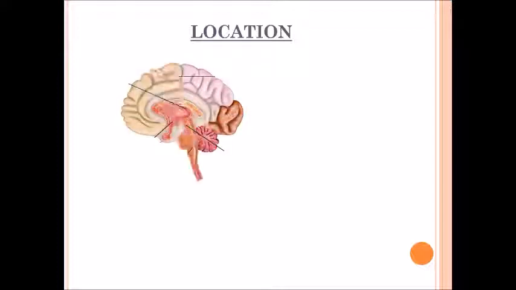Location. Directionally, the thalamus is situated at the top of the brainstem, between the cerebral cortex and midbrain. It is superior to the hypothalamus.